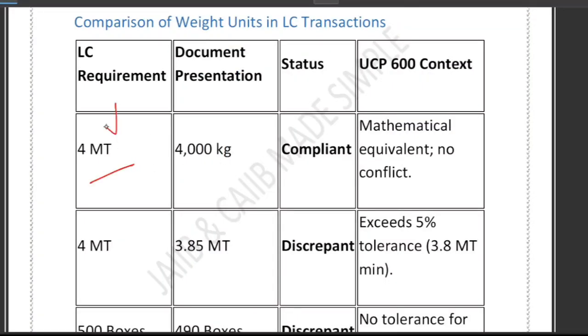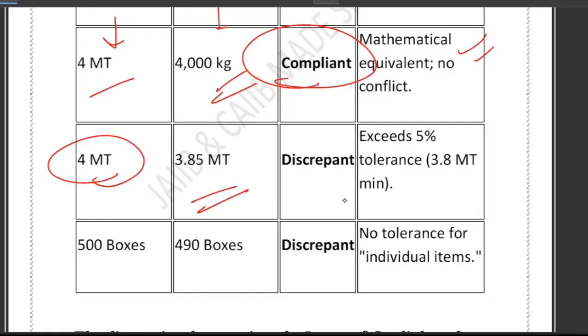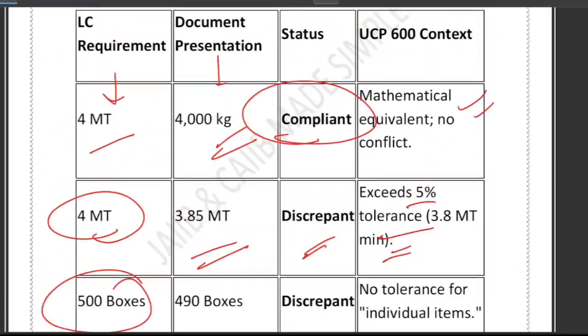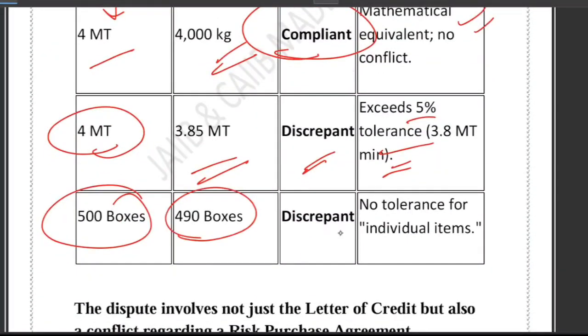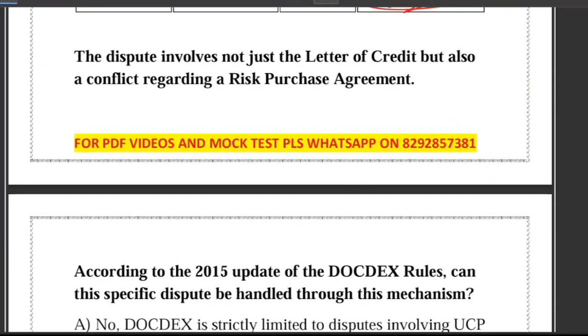From the last question here: 4 metric ton LC requirement, document presentation 4000 kg. It's quite compliant, right? Then 4 metric ton LC requirement, document presentation is 3.85 MT. There is a discrepancy. Why? Because it exceeds 5% tolerance. And suppose I say 500 boxes and the document says 490 boxes, it is clearly discrepant because for individual items there is no tolerance.